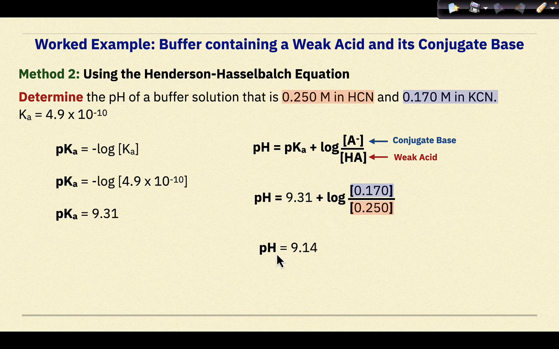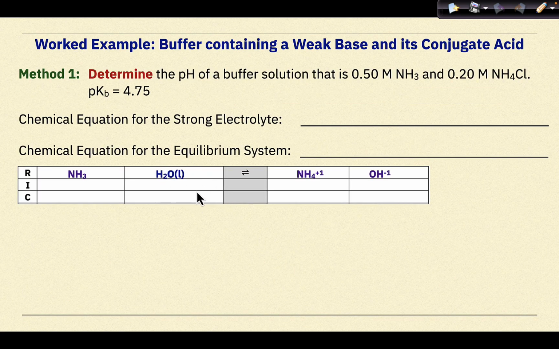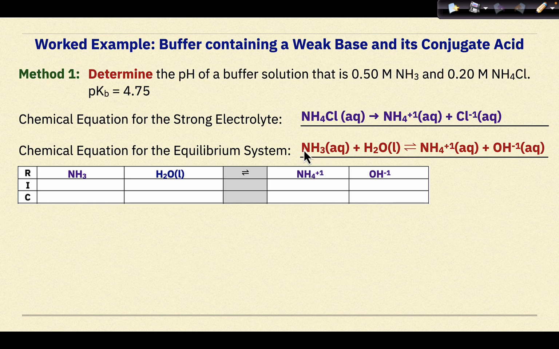Let's do another example. We'll start again with using a RICE table. Determine the pH of the buffer solution that is 0.50 molar NH3 and 0.20 molar NH4Cl. The pKb value is 4.75. We'll start by writing the equation for the strong electrolyte. NH4Cl dissociates into NH4+ and Cl-. The chemical equation for the equilibrium system is NH3 + H2O yields NH4+ and OH-.